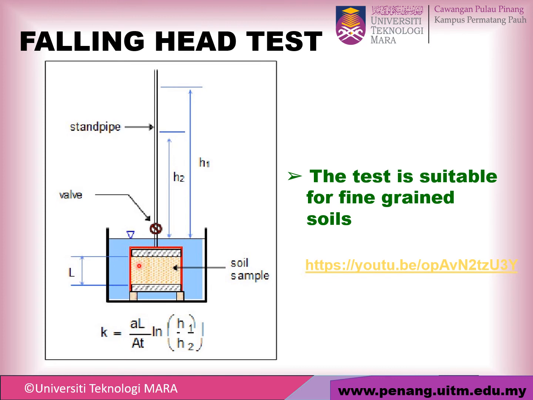Look at that. L is the length of sample. T is time taken. You have a small a and a large A. Small a is the cross-sectional area of the standpipe. The large A here is the cross-sectional area of the soil sample.